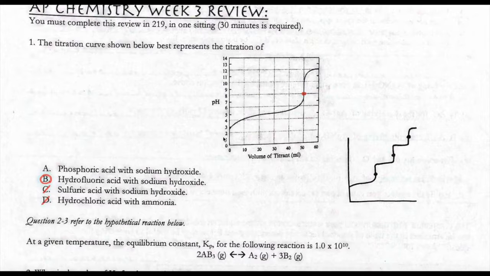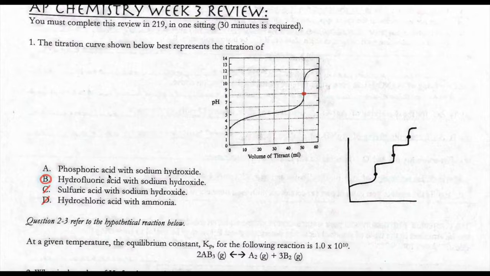If it were 7, then if I were titrating with sodium hydroxide, for example, then I would have a strong acid. So I can get rid of C and D because sulfuric acid and hydrochloric acid are strong acids. That leaves A and B.